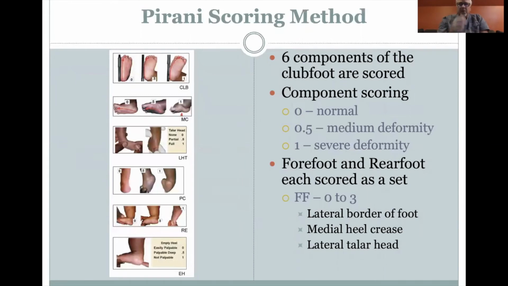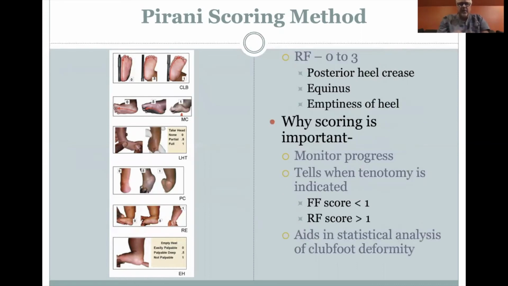The Pirani scoring method, we mentioned earlier, has 6 components of the clubfoot that are scored. The scoring components are 0, 0.5, which is considered a medium deformity, or 1, which is considered a severe deformity. The forefoot and rear foot are each scored as a set. So for the forefoot, you're going to have between 0 and 3 because there are 3 components. We'll go through each of them. And the rear foot's also 0 to 3.